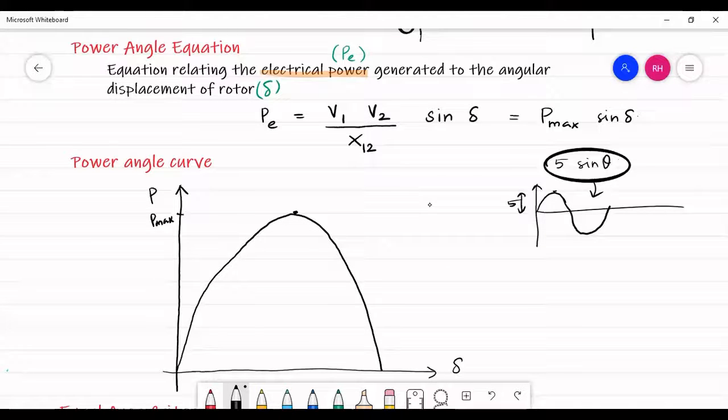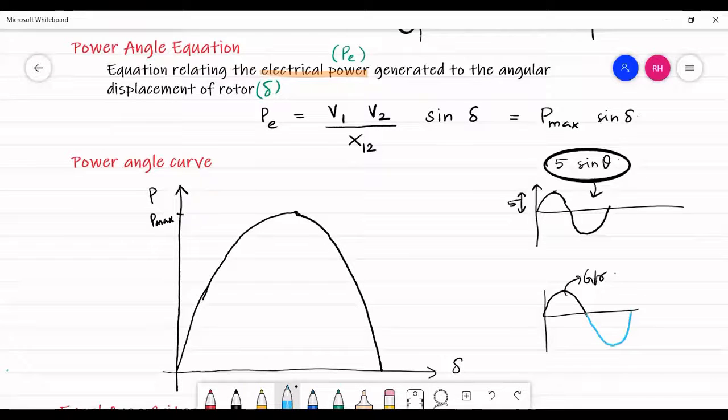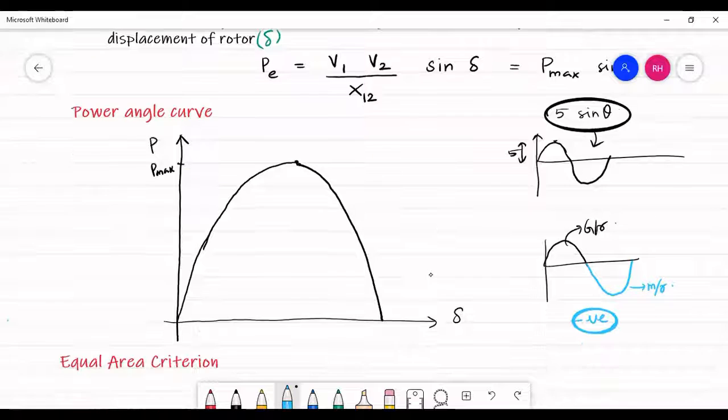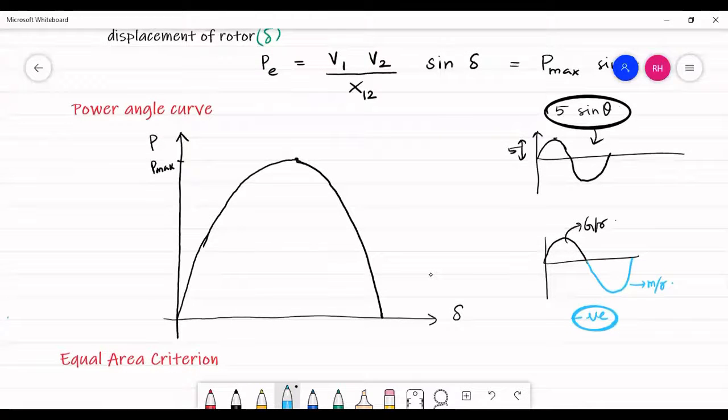You have only the positive half while you consider a generator, and while you are drawing for a motor, you will be drawing the same characteristics along the negative y-axis. So the curve on the positive side denotes the generator's power angle curve, and the negative is for the motor. Your motor is consuming power, and hence you say the power is negative because of consuming.